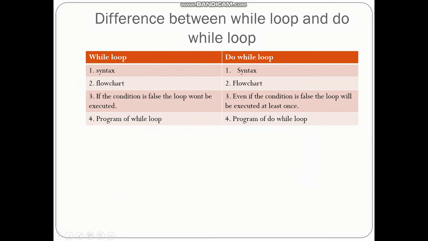And point number 3 is the most important difference. In while loop, suppose the condition is false, so the loop won't be executed, because if you see the syntax, it is written as while condition, and if it is true, only then you enter the loop. So if the condition is false, the loop won't be executed. But in do while loop, what is the syntax? First we write do, then we go inside the loop, and then we check the while condition. So even if the condition is false, the loop will be executed at least once. So point number 3 is the most important difference between while and do while.